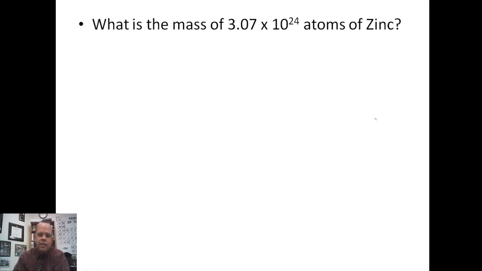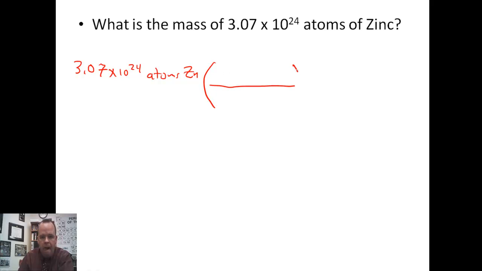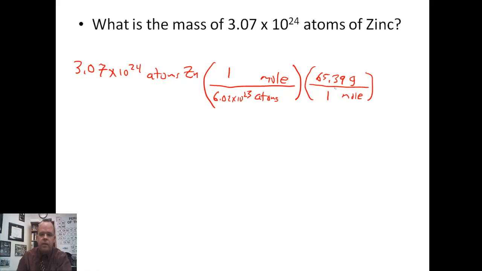Next problem, what is the mass of 3.07 times 10 to the 24th atoms of zinc? This time we want to get rid of atoms and go to moles. So 1 mole is 6.02 times 10 to the 23rd atoms. Then from moles we need to go to grams. So 1 mole of zinc is 65.39 grams.